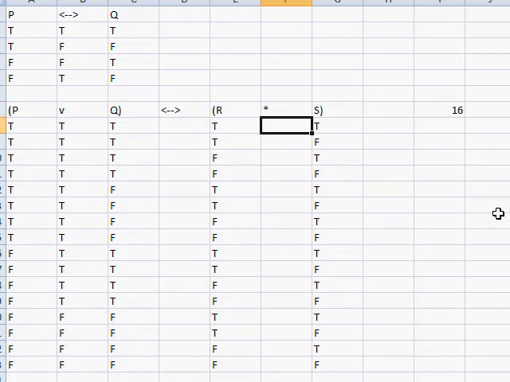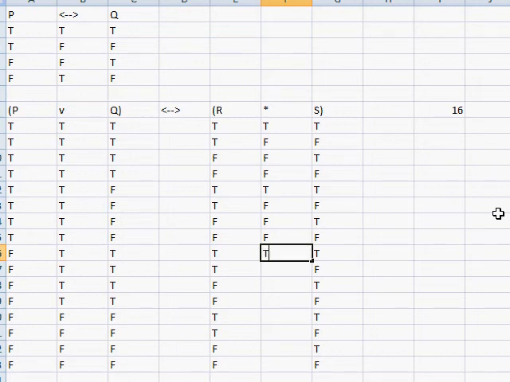So right here, they're both true, so we get a true. Right here, they're both true, so we get a, actually they're not both true right here. Right here, the S is false, so we get a false. Right here, the R is false, so we get a false. Right here, they're both false, so we get a false. Right here, they're both true, so we get a true. Right here, the S is false, so we get a false. Right here, the R is false, so we get a false. Right here, they're both false, so we get a false.